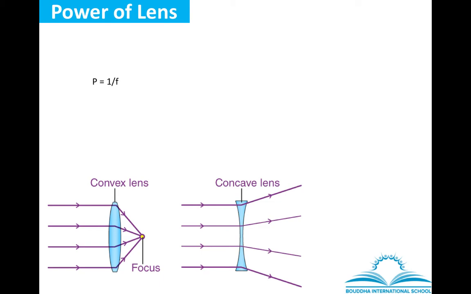Now, power of lens, either it is a convex lens or a concave lens. What they do is, a convex lens will converge rays of light, and a concave lens will diverge rays of light. Each lens has a different capacity to converge or diverge the rays of light, and this very capacity is known as power of lens.